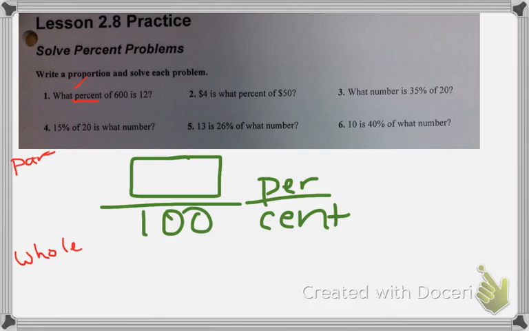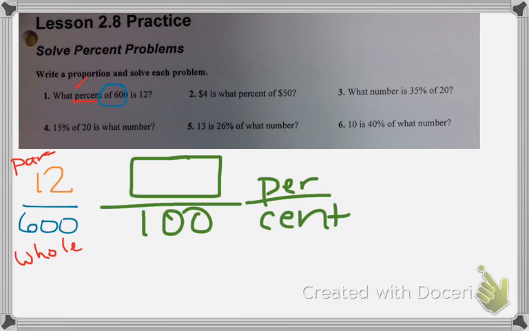So now let's figure out what is what. It says what percent of 600 is 12. So percent of 600 tells us that that 600 is actually the whole. So if you go ahead and write your 600 right down here, you know that that 600 is the whole because it says what percent of 600. Then it says is 12. So the is 12 actually gives you the part, right up here. From here you should be able to solve no problem at all.